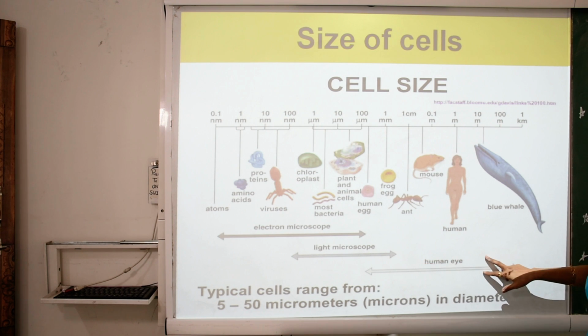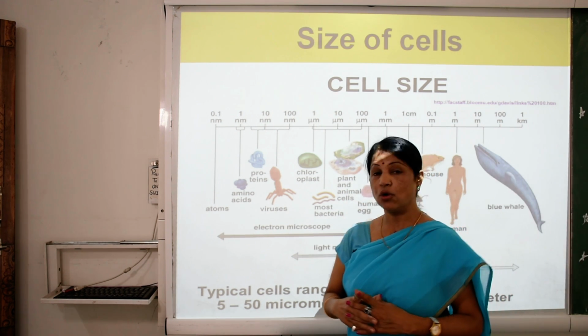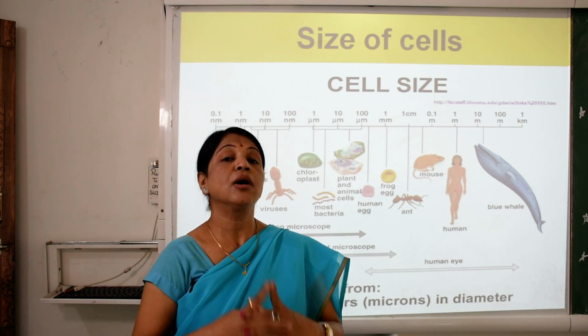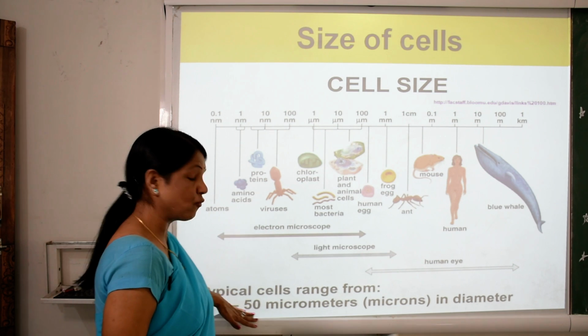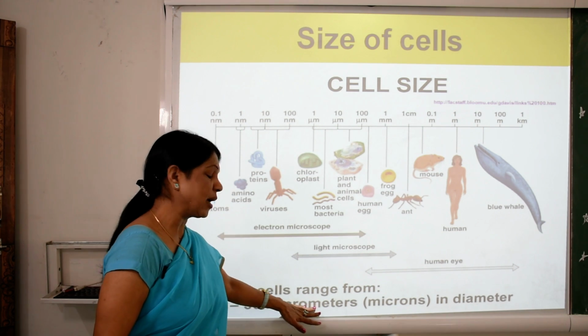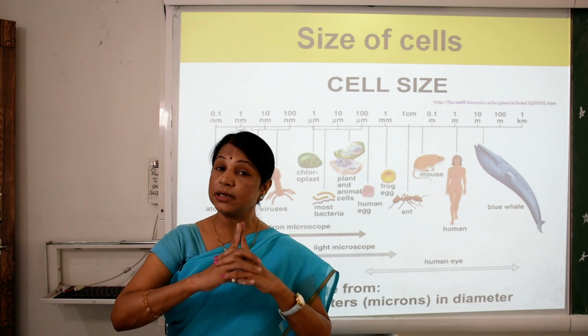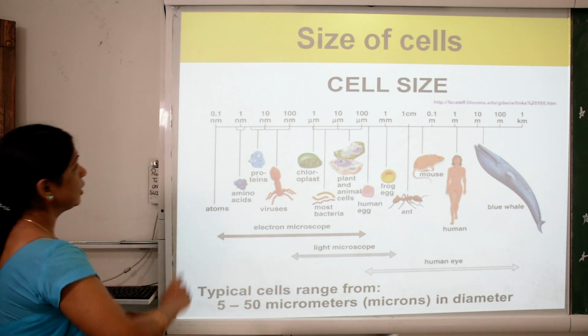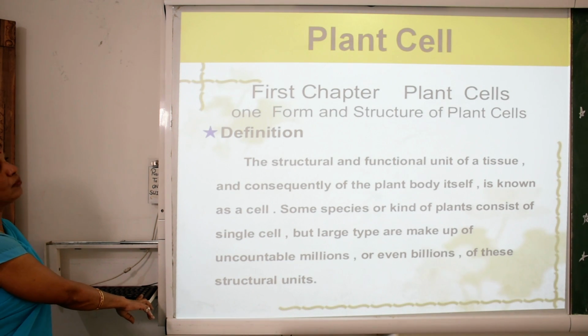Our human eyes also, it is the light microscope and it is the electron microscope organism. So a typical cell ranges from 5 to 50 micrometers, microns in diameter. Now further we have seen the size of the various types of cells.